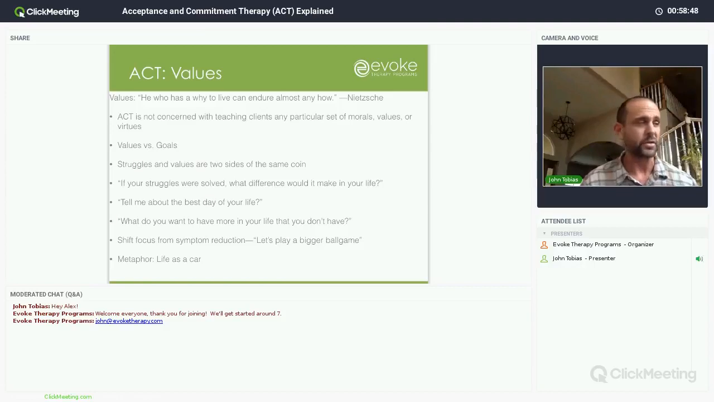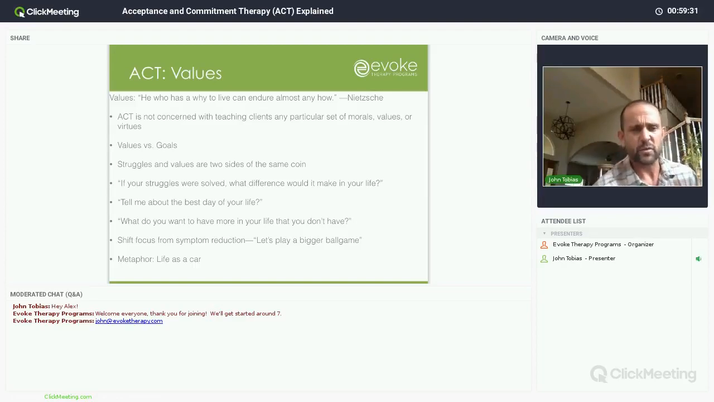Another way that I illustrate this is, let's say I've identified a value of mine as: I want to be in a loving relationship. That's my value. So let's say I set a goal in service of that value of getting married. And let's say I achieve that goal, I get married. Well, once I get married, it's not like I give up the value of being in a loving relationship, right? I can keep moving toward that value, even though I've achieved the goal of getting married. So hope that makes sense.